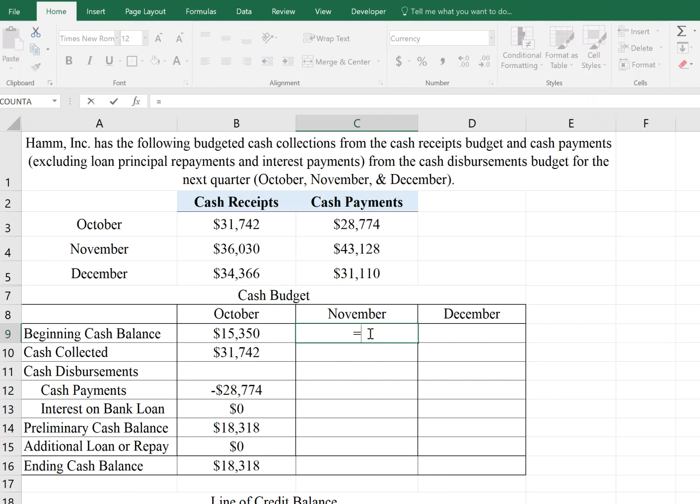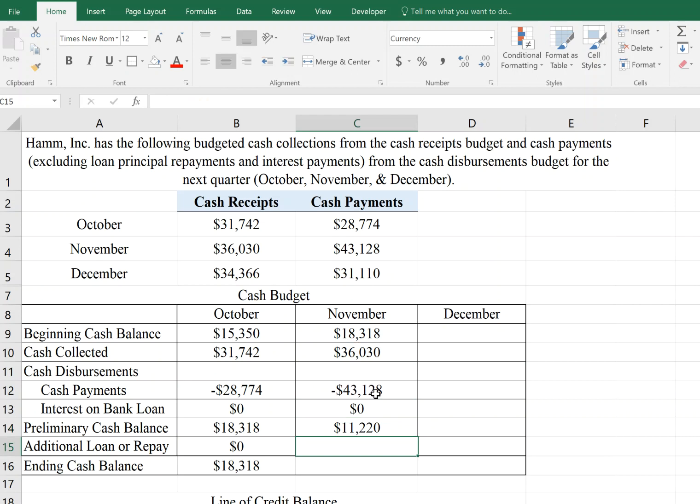So my ending cash balance for October will become my beginning cash balance for November. Then I'm going to add cash receipts from November, and cash disbursements or cash payments will be $43,128 for November. Interest on loan, again, we didn't have a loan outstanding, so we don't have to worry about that. Let's once again calculate our cash balance, take our beginning balance plus cash receipts, less our cash payments. That's going to give us a preliminary cash balance of $11,220.